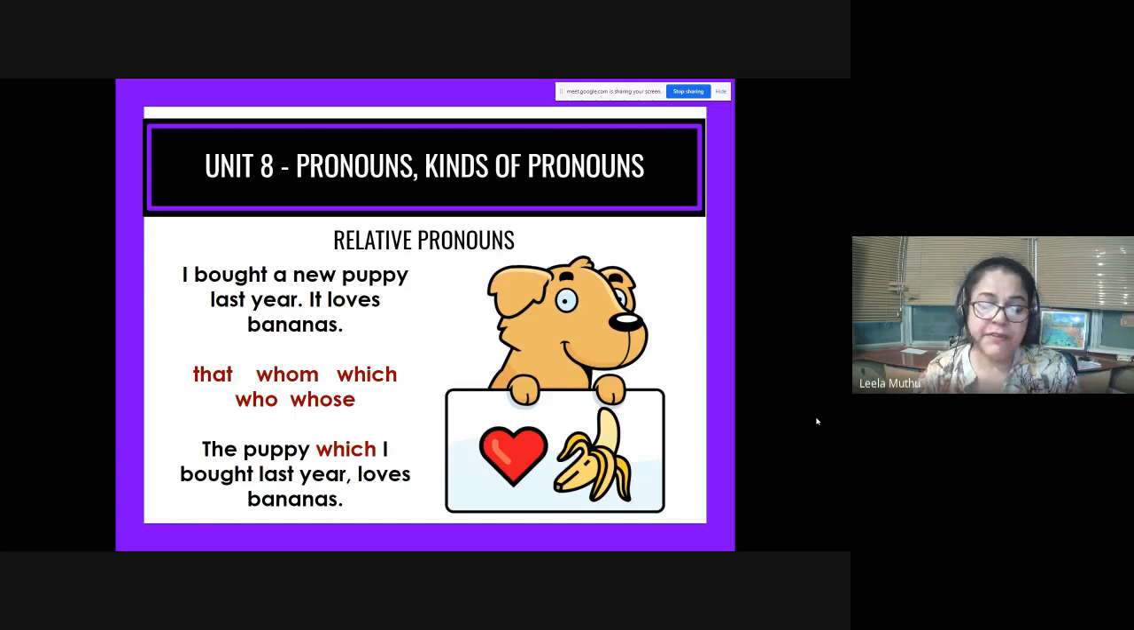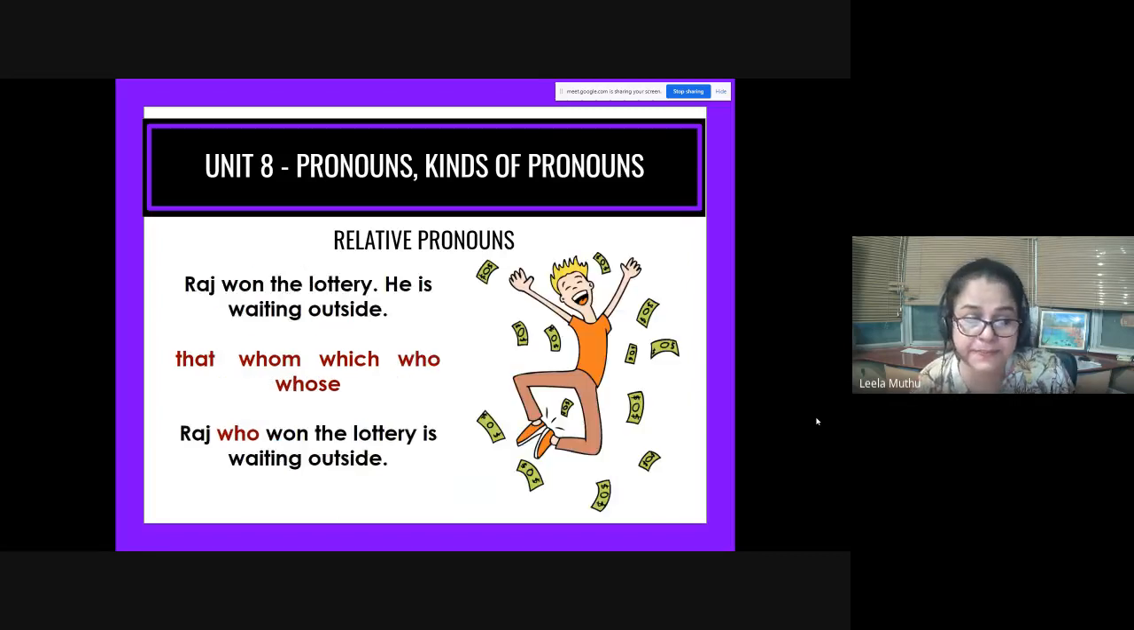Okay, so the puppy which I bought last year loves bananas. You can say the puppy that I bought, but which sounds way better.